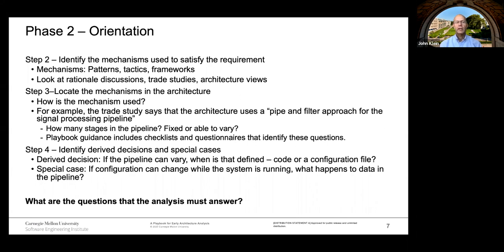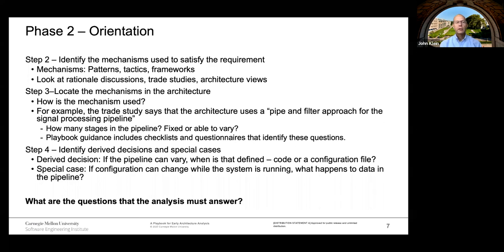We have a requirement about integrating a new sensor into a signal processing function. The rationale in the architecture documentation might say something like, well, this architecture uses a pipe and filter pattern, and that allows us to easily replace the sensor data ingest and integrate a new sensor. So now we know the approach that we're taking. We have some idea about the mechanism.